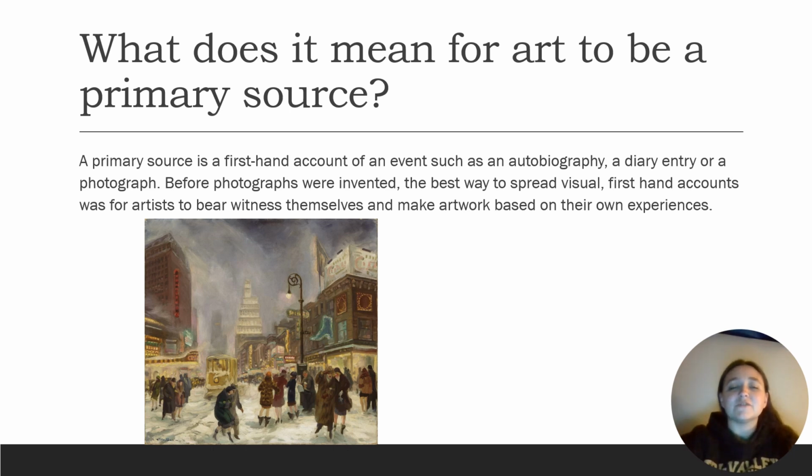A primary resource is a first-hand account of an event, such as an autobiography, a diary entry, or a photograph. Before photographs were invented, the best way to spread visual, first-hand accounts was for artists to bear witness themselves and make artwork based on their own experiences.